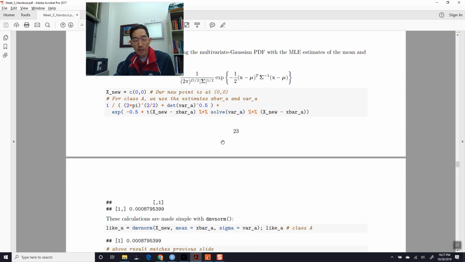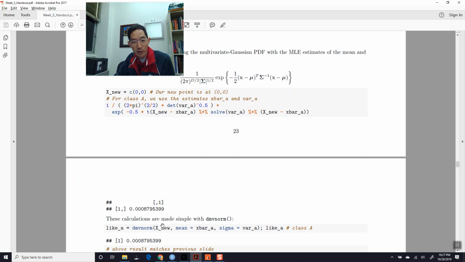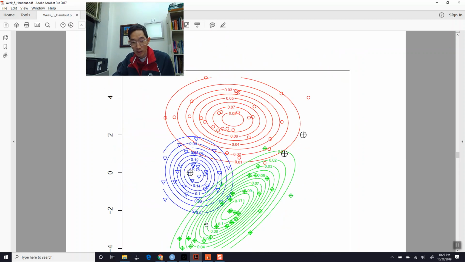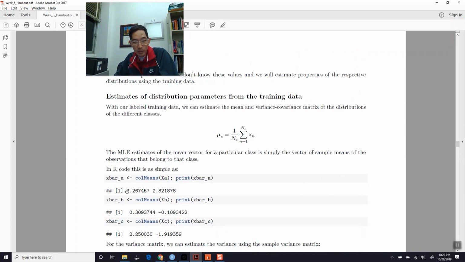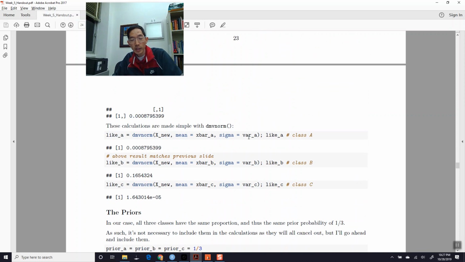Okay, now thankfully, the multivariate normal package will calculate the multivariate density by doing D for density of the multivariate normal. Our x new point is the point 0, 0. We give it the mean, which is what we've estimated, x bar of A, which again, going back here, are these values, 2.26 and 2.82. That's our estimated x bar. Okay, we plug that in, and we plug in the variance that we've calculated also, all right?